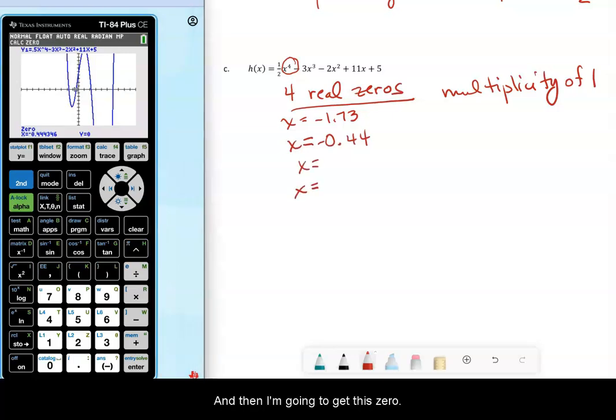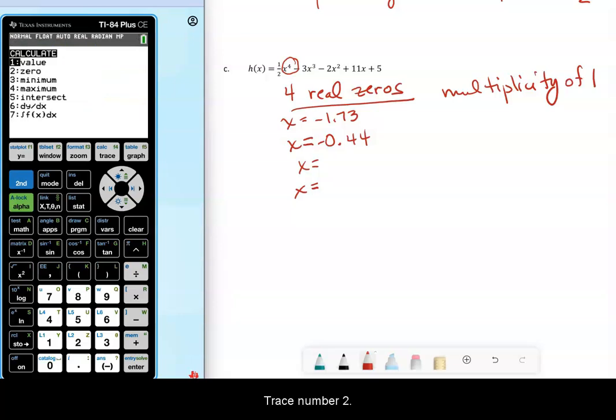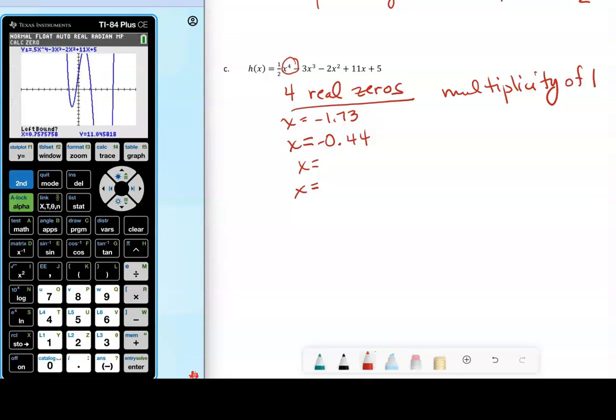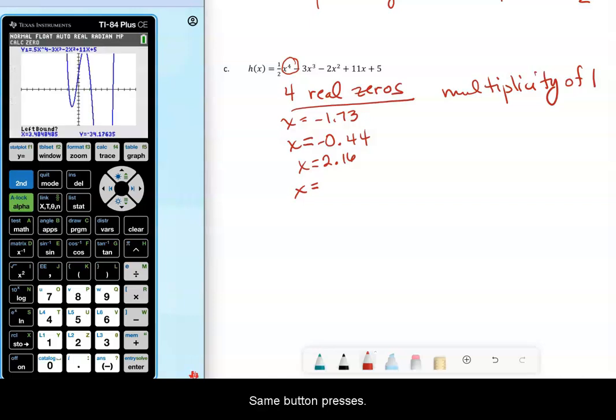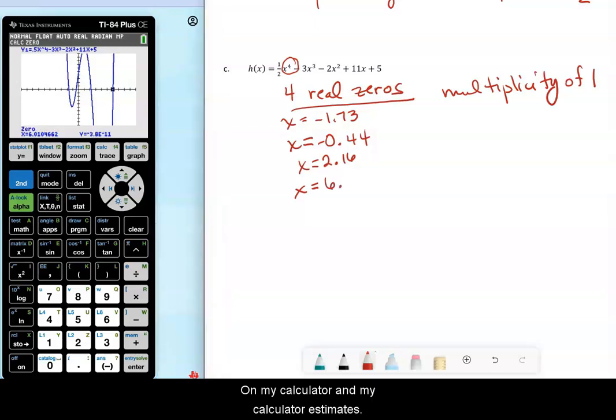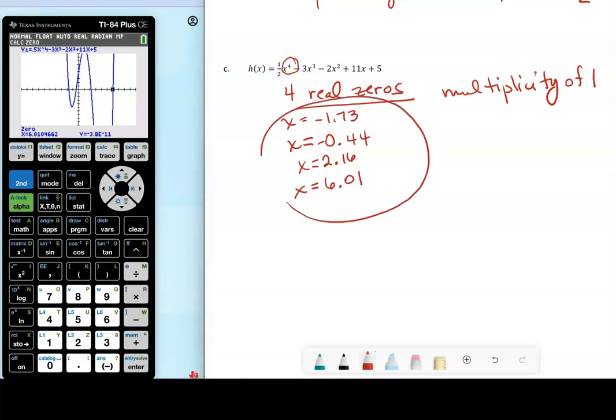And then I'm going to get this 0, second trace number 2. And it's just a matter of moving around your graph. And I have x equals 2.16. And then one more 0 to go, second trace number 2. Same button presses. Whoa, that guy moved fast, didn't it? So that's as close as I can get to it on my calculator, and my calculator estimates that's my other 0.